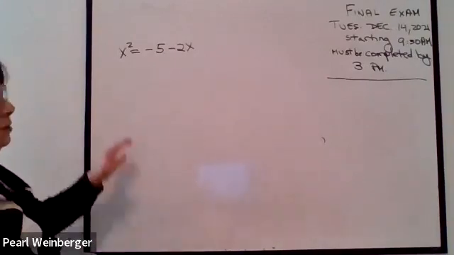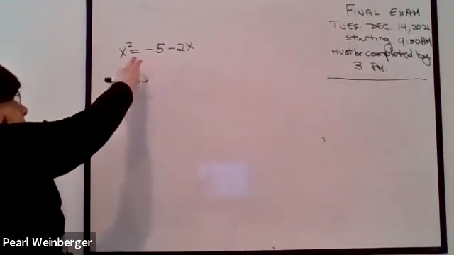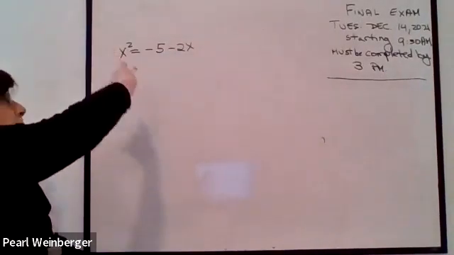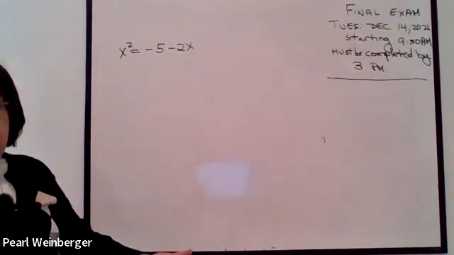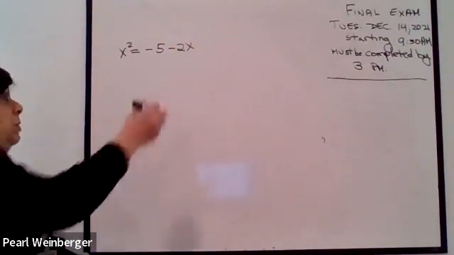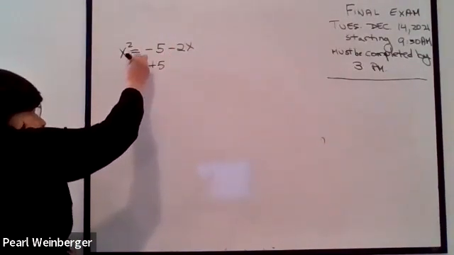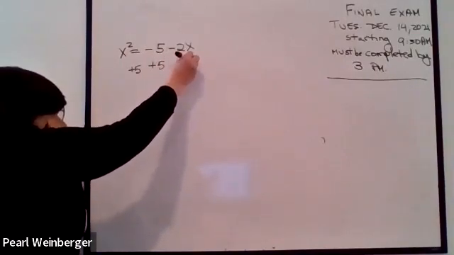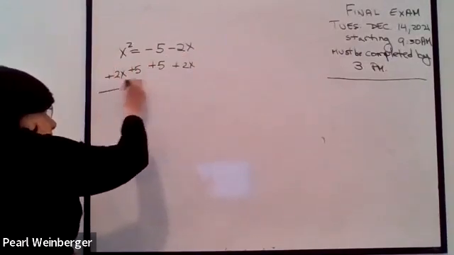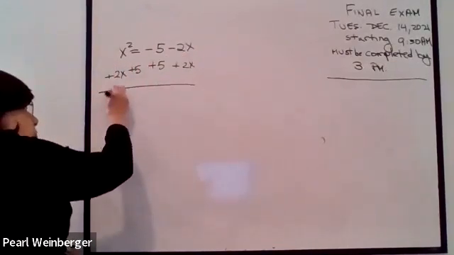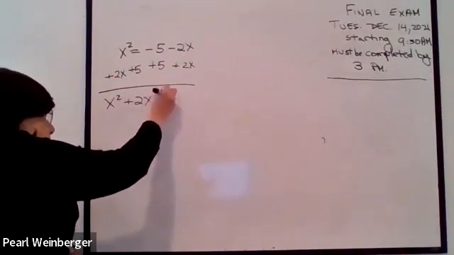Okay, let's do this together. Remember, this is a quadratic equation that we want to solve. When we want to solve quadratic equations, we try to get it equal to 0. So I'm going to add 5 to both sides, and add 2x to both sides, so that I end up with x squared plus 2x plus 5 equals 0.